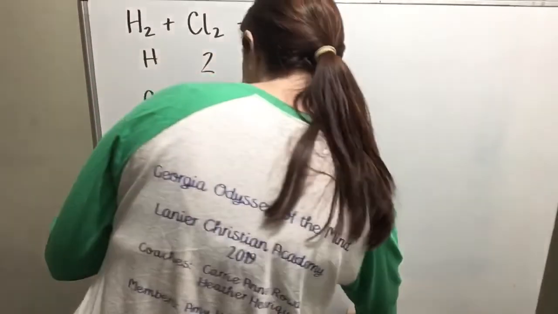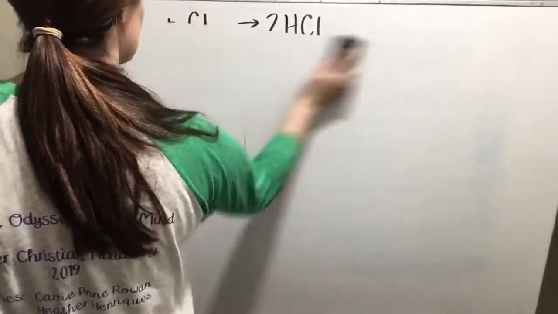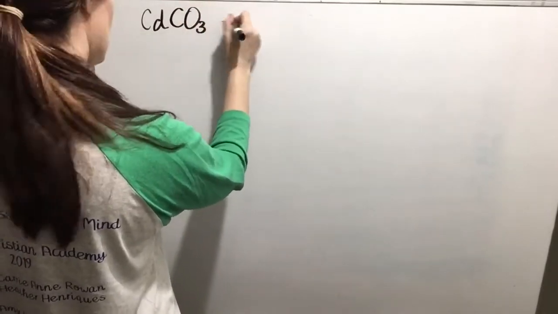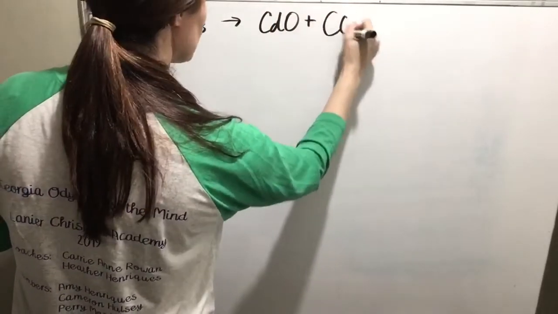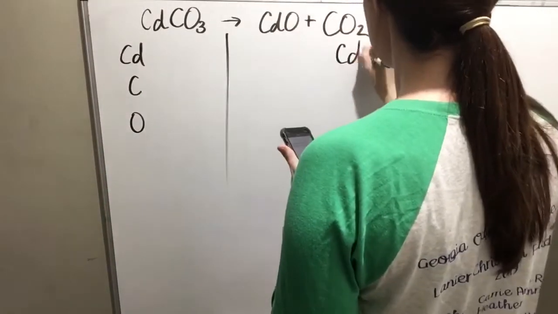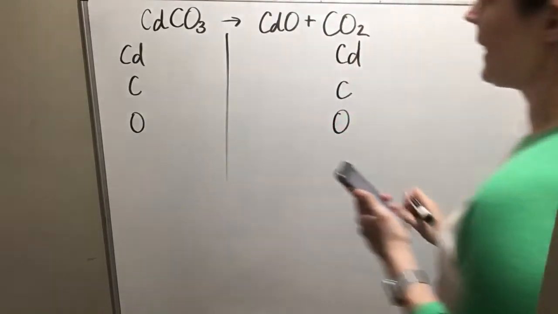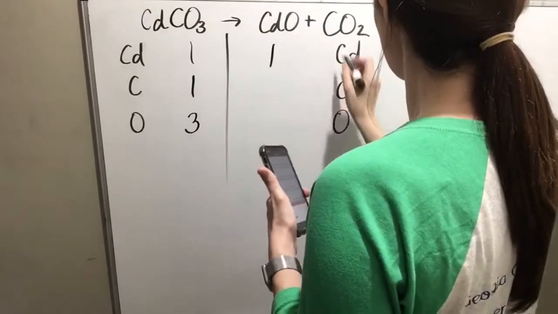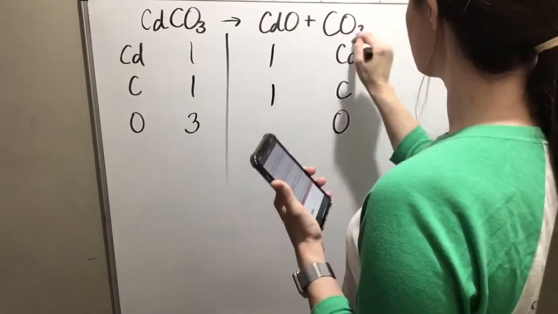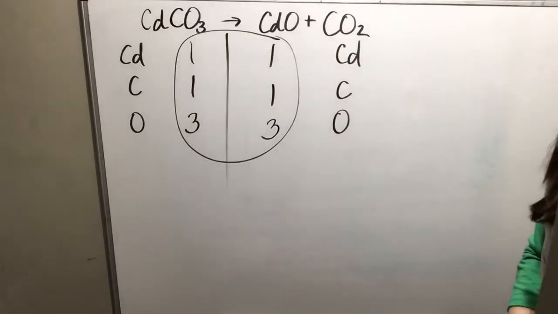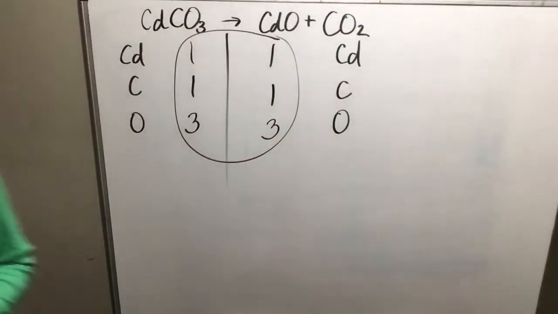Okay, last one from your homework is CdCO3 yields CdO plus CO2. So we have Cd, we have C, and we have O. Over here we have Cd, we have C, and we have O. Okay, we have 1 Cd here, we have 1 C, and we have 3 O. We have 1, 1, and then for O we have 1, 2, 3. They are already equal, so this is balanced, so you don't change anything. Okay? All right, that's your homework.